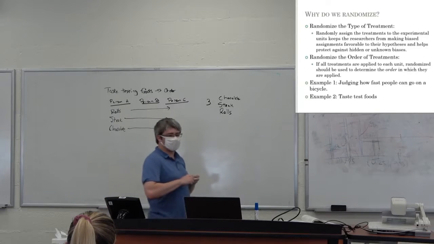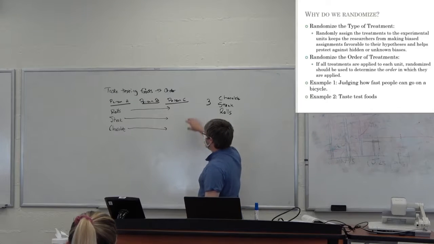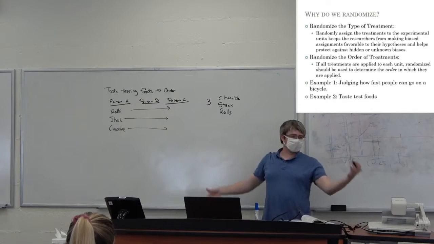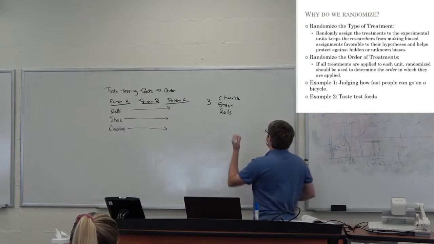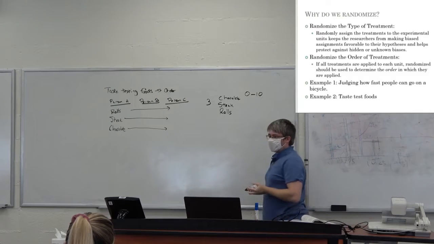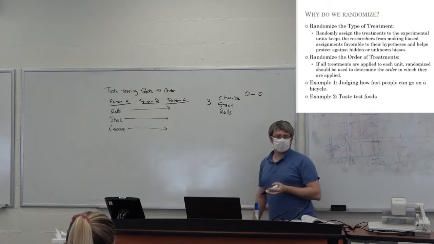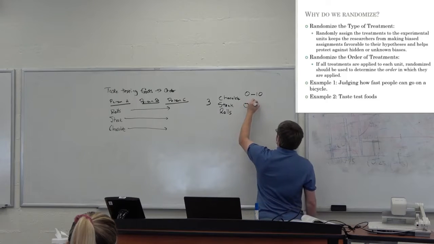I'm going to be measuring something different than what I want to measure, which is, how do people like the rolls? How do they like the steak? How do they like the chocolate? Is one better than the rest? So I'm going to rate them on a scale of 0 to 10, 0 being absolutely ghastly, and 10 being wonderful, delightful to eat.